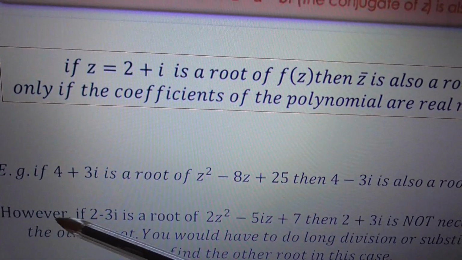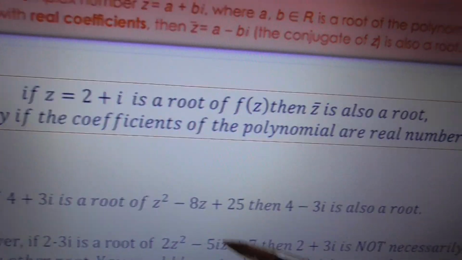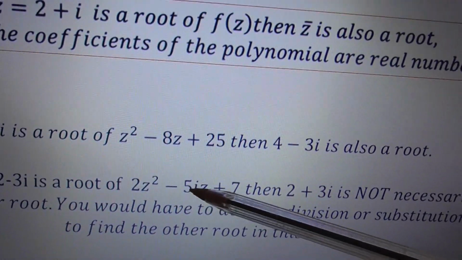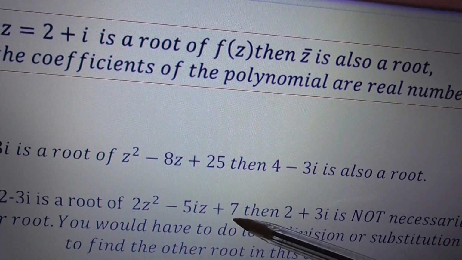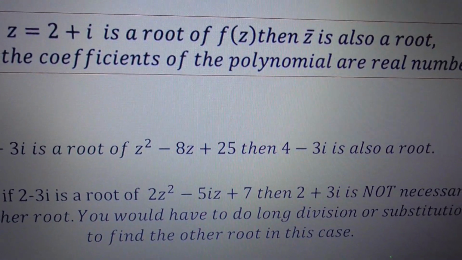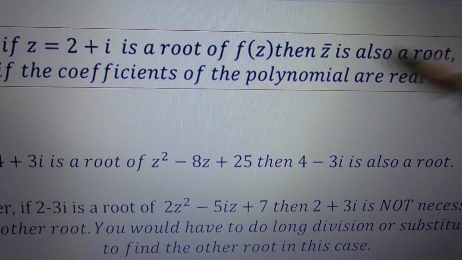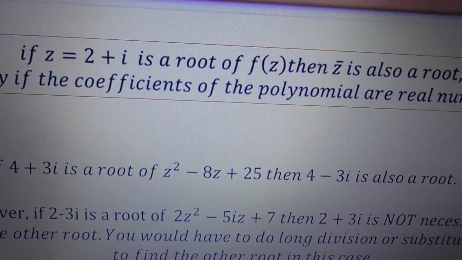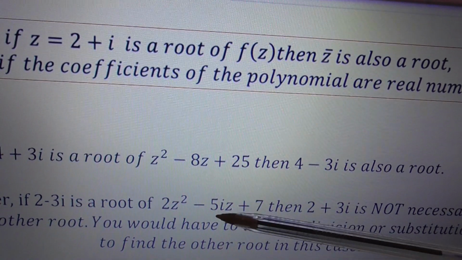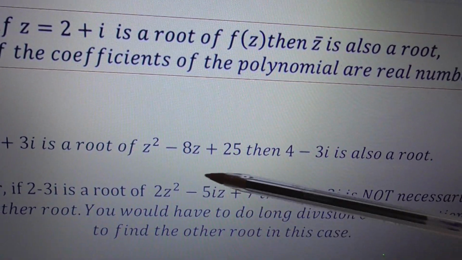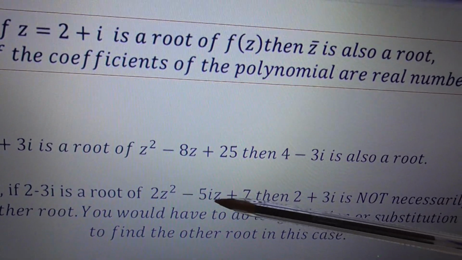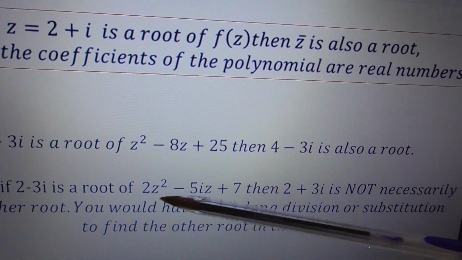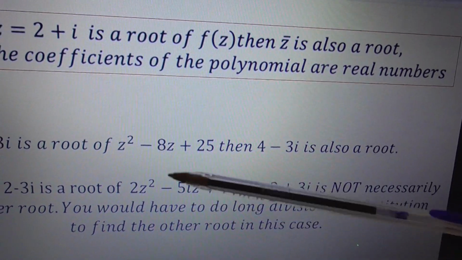However, if you're told that 2 minus 3i is a root of this polynomial, which is 2z squared minus 5iz plus 7, you cannot automatically go by the conjugate root theorem, and you can't just say, well, if 2 minus 3i is a root of it, then its conjugate is a root of it. You can't. The reason is that the coefficient of z here is not a real number. The coefficient of z happens to be in itself a complex number. So the coefficient of z squared is real, but the coefficient of z is not real.